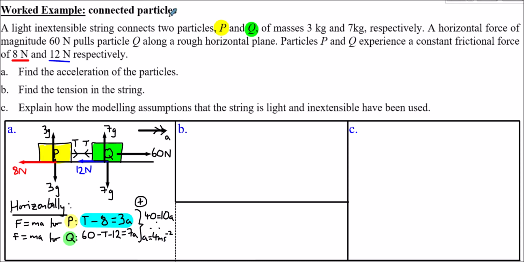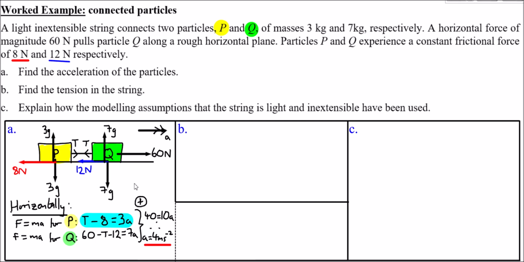Now you might be still thinking, why did I do this dotted line here? What's the other way of thinking about it? Well, I'm going to explain now. What I've done here is I've considered initially P and Q to be separate objects, which is absolutely fine. This solution of a being 4 is correct, but it's not the only way it could have been done.